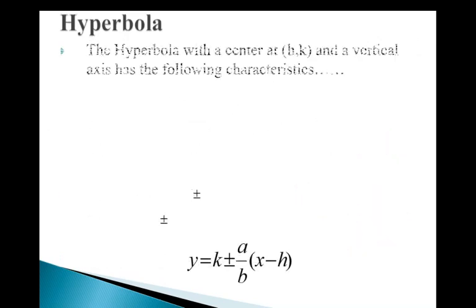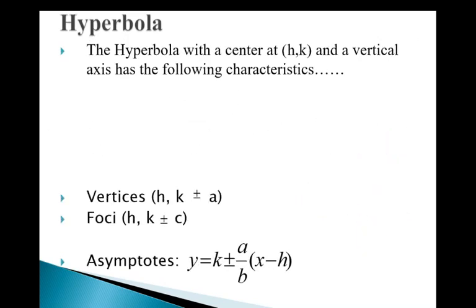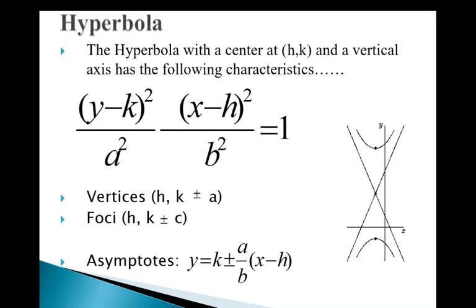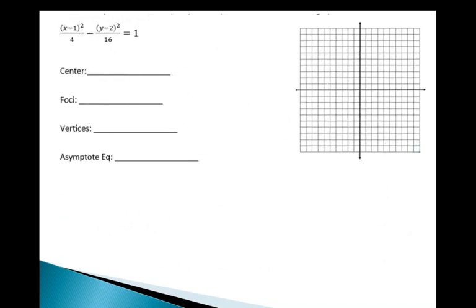Now, if it's a vertical hyperbola, that means that y squared comes first. And that means that it opens up and it opens down. Now, I use this picture specifically to show you it doesn't really matter which one comes first, A or B. What matters is that it's vertical because y squared comes first. And again, vertices and foci are basically the same as a vertical ellipse. The difference is going to be the asymptote. Okay? So we're going to work a problem real quick.